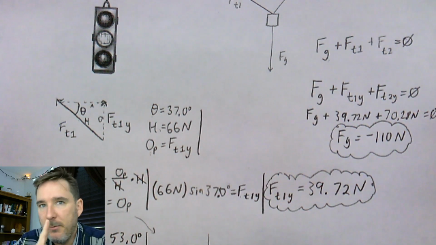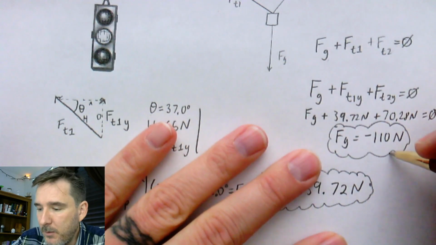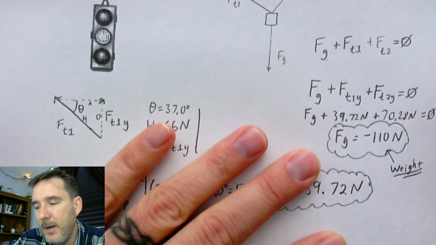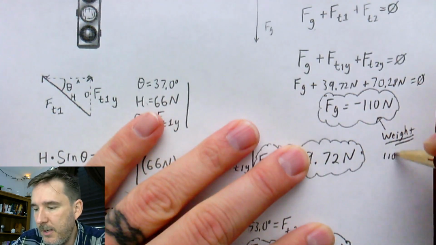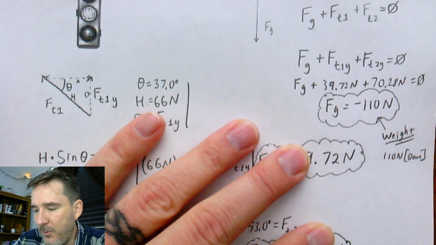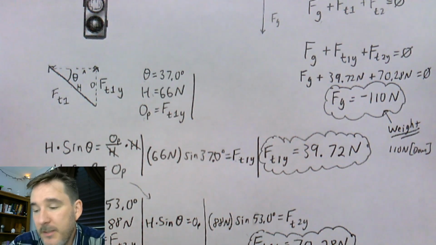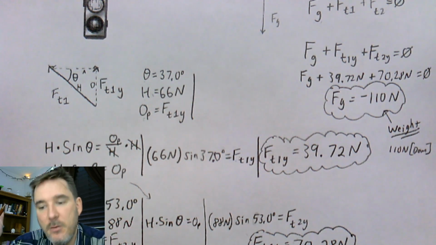Now, two things happen right here. If the question was asking for the weight, you would pretty much be done. I would rewrite that as the weight is 110 newtons, down, if you were answering that, because we don't like to deal with negative numbers. You've got to be careful because sometimes questions do just ask for the weight and you'd be done.